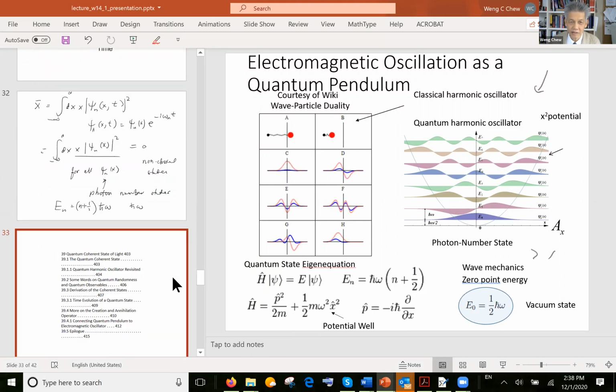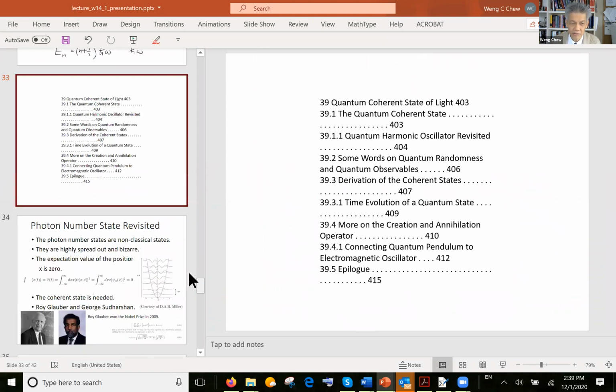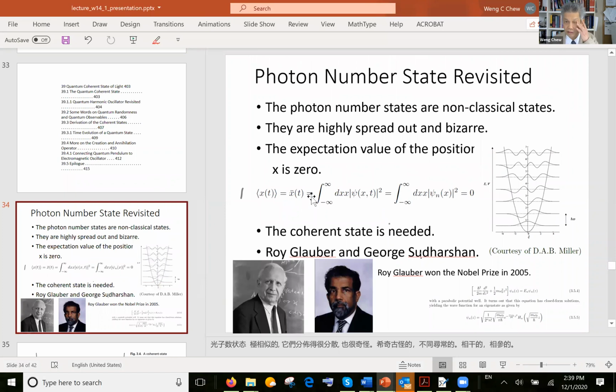And this is rather odd, and this was something of a puzzlement to quantum physicists at the time, because this always averaged to 0. So these are called non-classical states. They're highly spread out and bizarre because they're not localized. You notice that if the probability of finding the particle is proportional to the square of these functions, then the particle can actually be found anywhere within this window, anywhere between these 2 points. People don't like it.